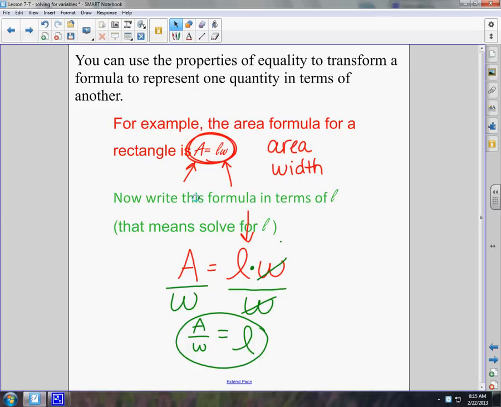So now I know, if my area is 300 and my width is 10, then my length is 30. So it's pretty useful. I know you might not think so, but it really is.